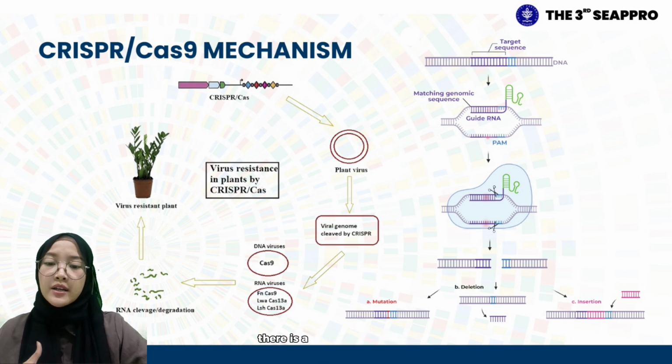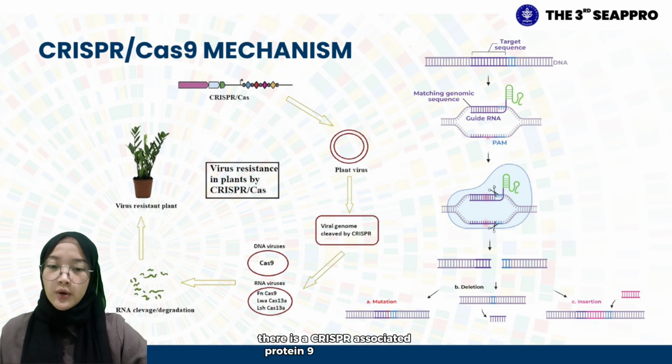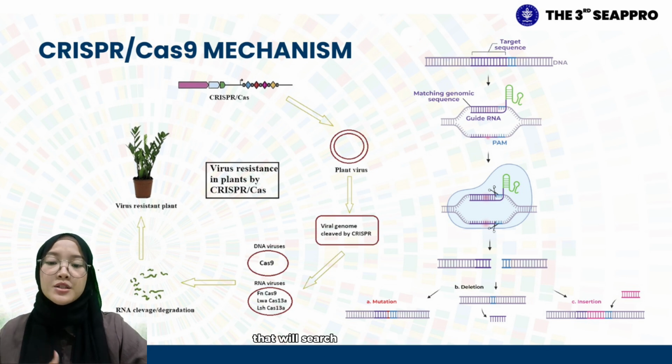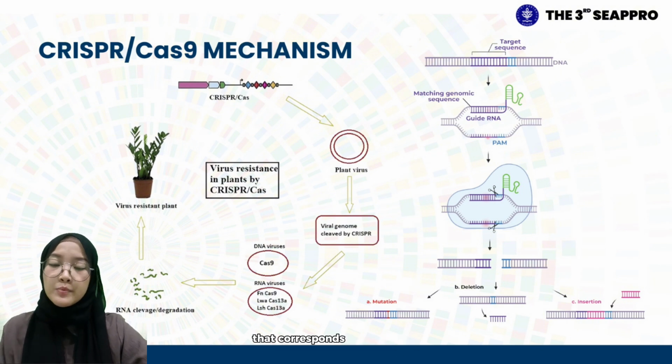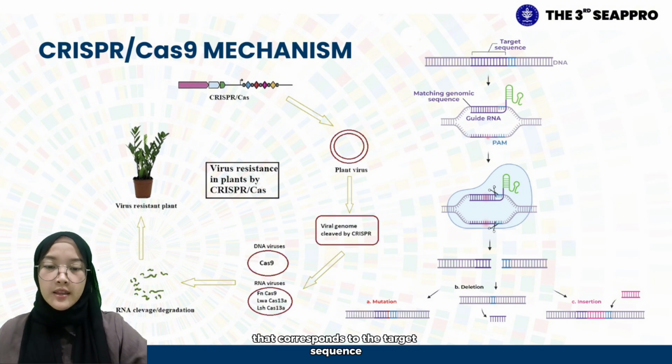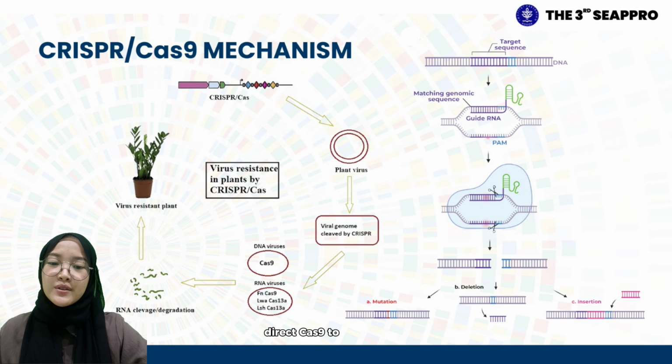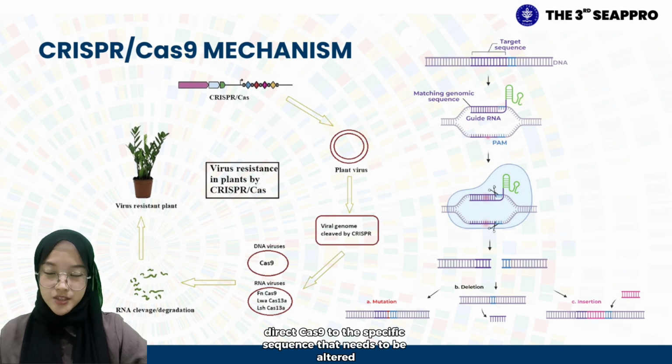There is the CRISPR-associated protein 9 or Cas9 enzyme, which acts as molecular scissors, and a guide RNA, called gRNA or sgRNA, that will search for the nucleotide sequence of the harmful RNA that corresponds to the target sequence. Then it will direct Cas9 to the specific sequence that needs to be altered.